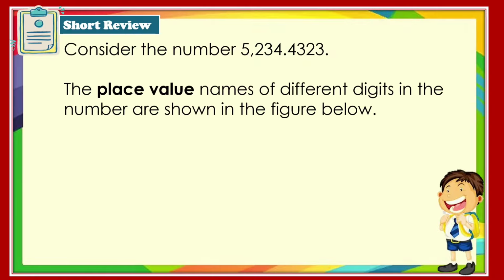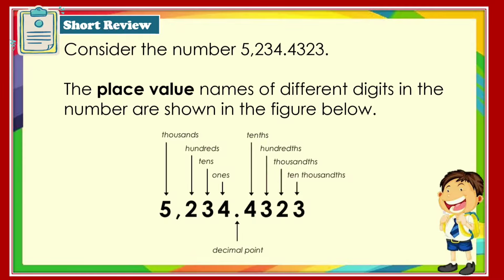Consider the number 5,234 and 4,323 ten-thousandths. The place value names of different digits in the number are shown in the figure below. So this is 5,234 and 4,323 ten-thousandths. The whole number part and the decimal part are separated by a decimal point.